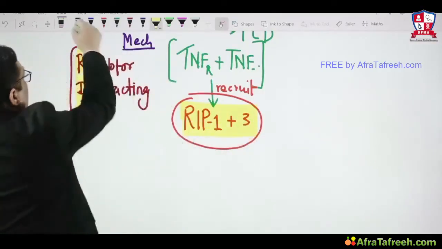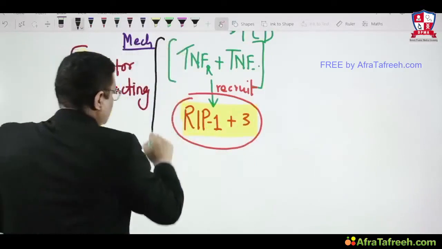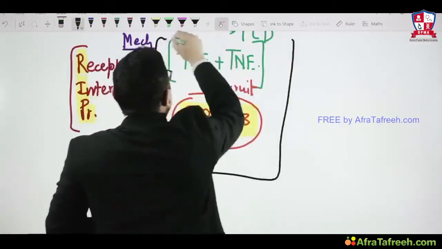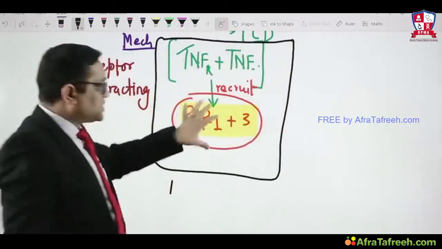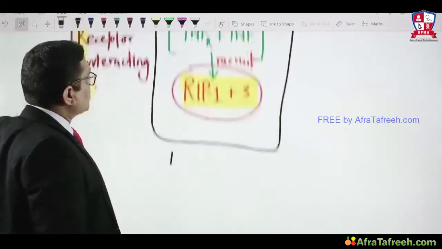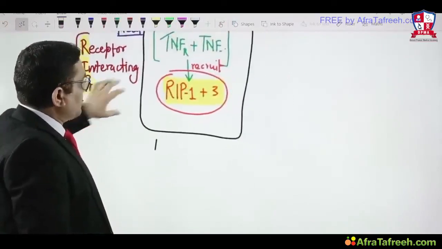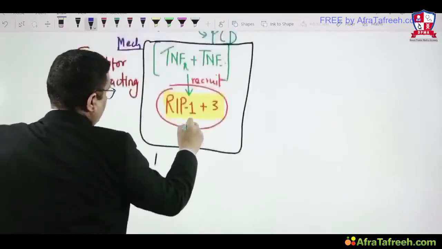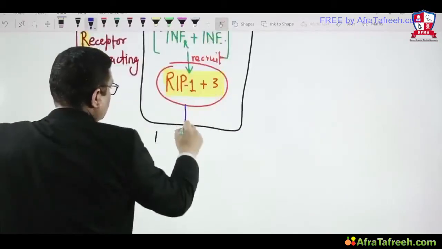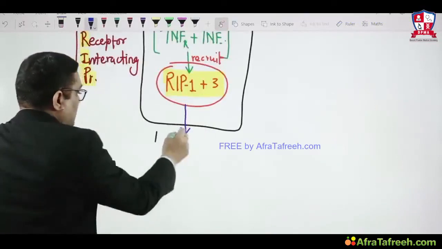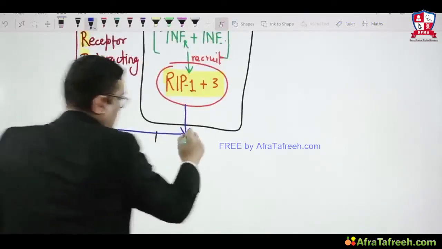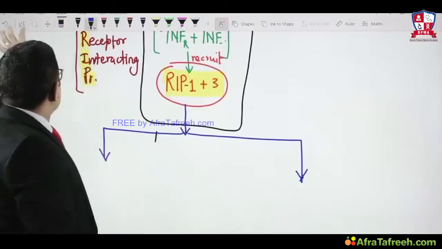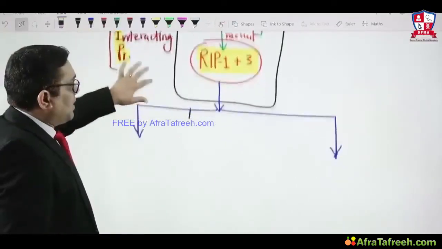What I want to tell you is that up to this stage, this is happening common to both necroptosis and apoptosis, right? Here onwards, their pathways will diversify. After this RIP1, RIP3 recruitment, there are two important possibilities. What are these possibilities?